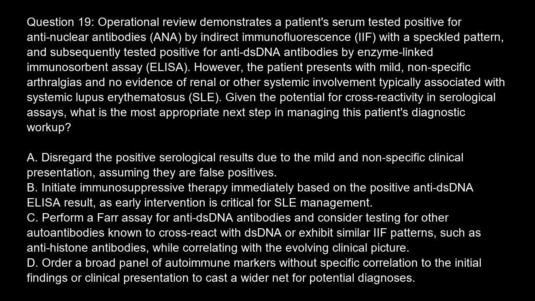Question 19. Operational review demonstrates a patient's serum tested positive for anti-nuclear antibodies (ANA) by indirect immunofluorescence (IIF) with a speckled pattern, and subsequently tested positive for anti-dsDNA antibodies by enzyme-linked immunosorbent assay, ELISA. However, the patient presents with mild, nonspecific arthralgias and no evidence of renal or other systemic involvement typically associated with systemic lupus erythematosus (SLE). Given the potential for cross-reactivity in serological assays, what is the most appropriate next step in managing this patient's diagnostic workup?